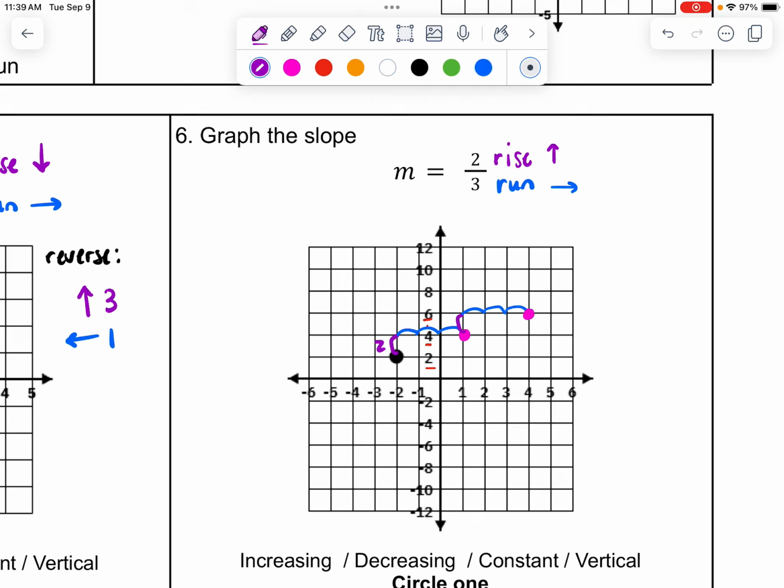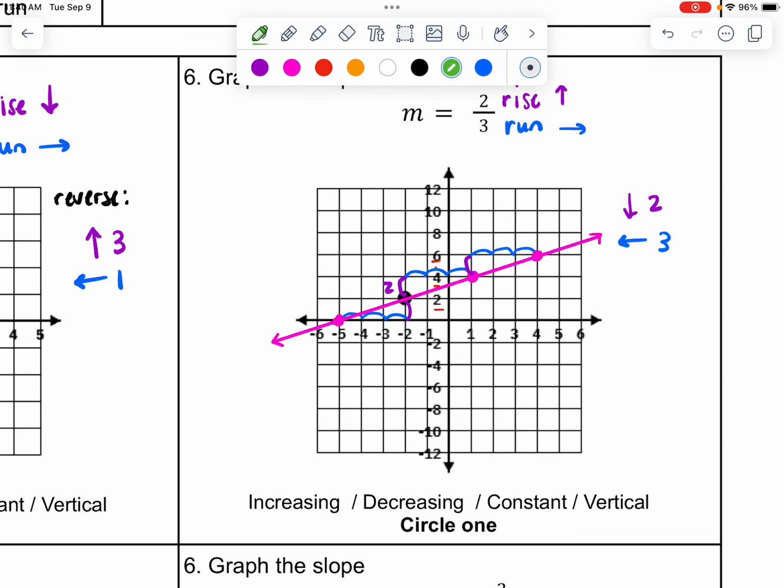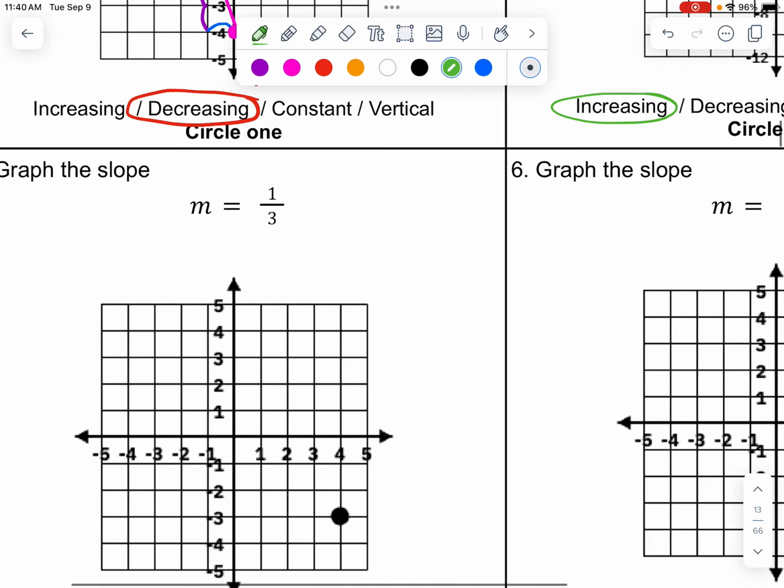If I want to reverse myself, I'm going to go down 2, and then I'm going to go left 3. Now again, 1 box is really worth 2. So down 2, left 3, and that's where I would put my new point. Then I'm going to draw my nice straight line. And I'm going to circle my vocabulary. Since this is an uphill graph, I'm going to circle the word increasing.